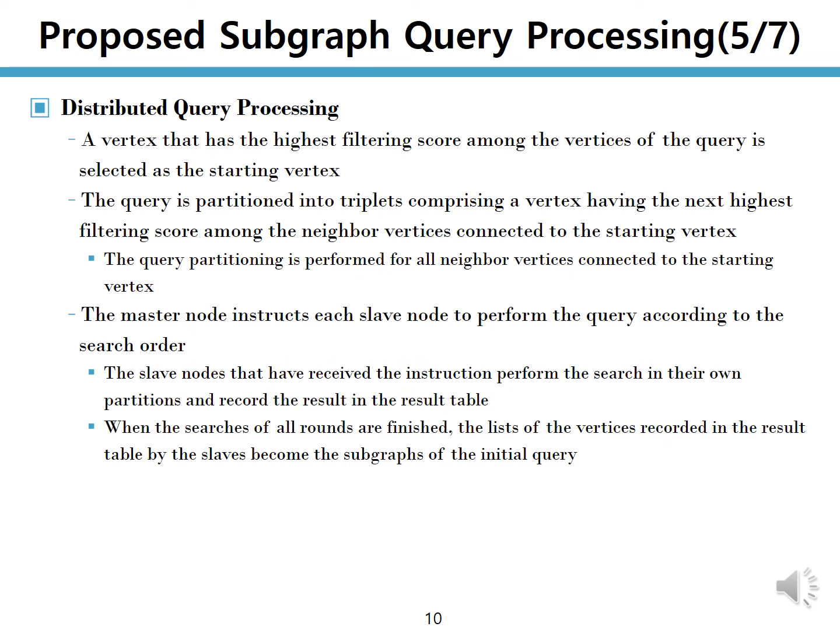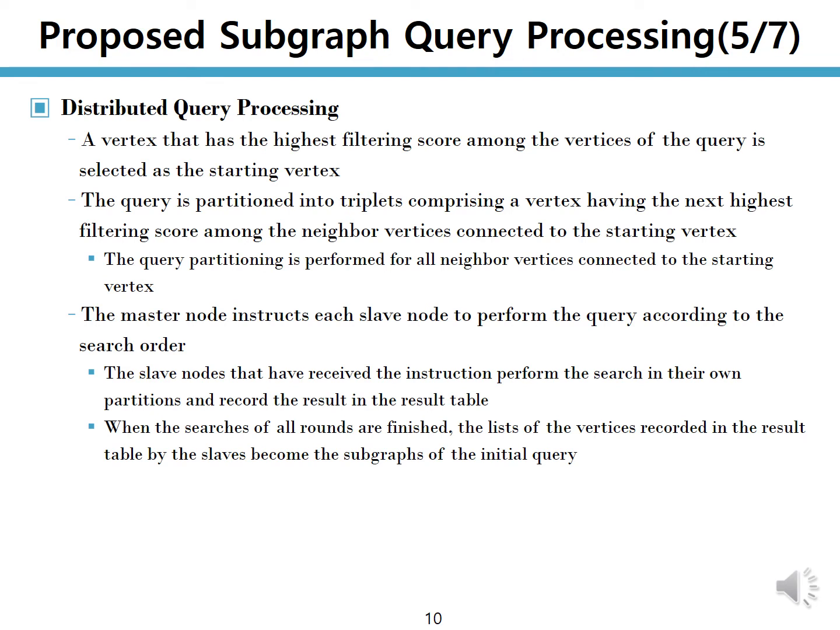A vertex that has the highest filtering score among the vertices of the query is selected as the starting vertex, and the query is partitioned into triplets comprising a vertex having the next highest filtering score among the neighbor vertices connected to the starting vertex. The query partitioning is performed for all neighbor vertices connected to the starting vertex. When the partitioning with the neighbor vertices is finished, the same operation is performed at the vertex having the next highest filtering score among the vertices connected to the neighbor vertices of the starting vertex.